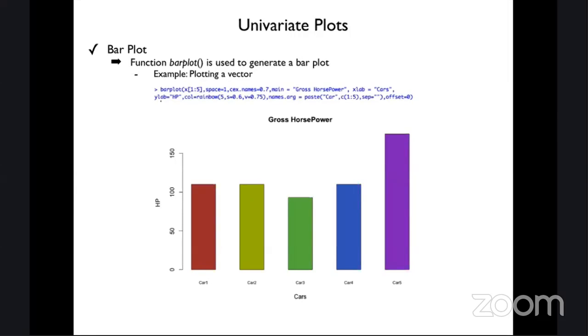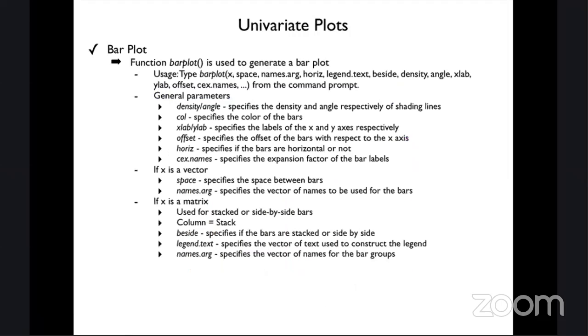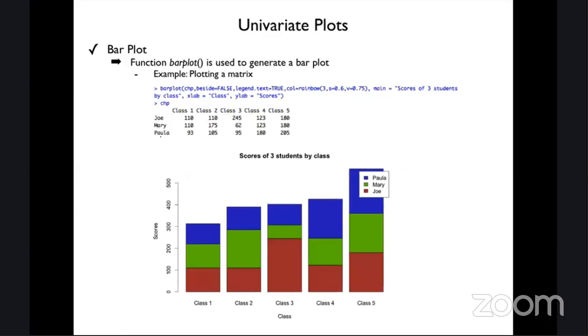That is your names.arg. Can you see it is given as paste car 1 to 5, which means car 1, car 2, car 3 up to car 5 will be available. So this is how the bar plot will be seen. You can also use colors in your univariate bar plot. Differentiation of colors can also be used. See here, there is a student known as Joe.